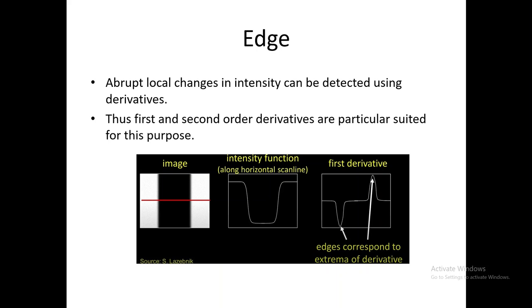So far we have discussed the different modalities of edge. Now we are going to discuss in detail the detection of edge. Here is a very simple image and a plot of a horizontal row, which is denoted by this red line.